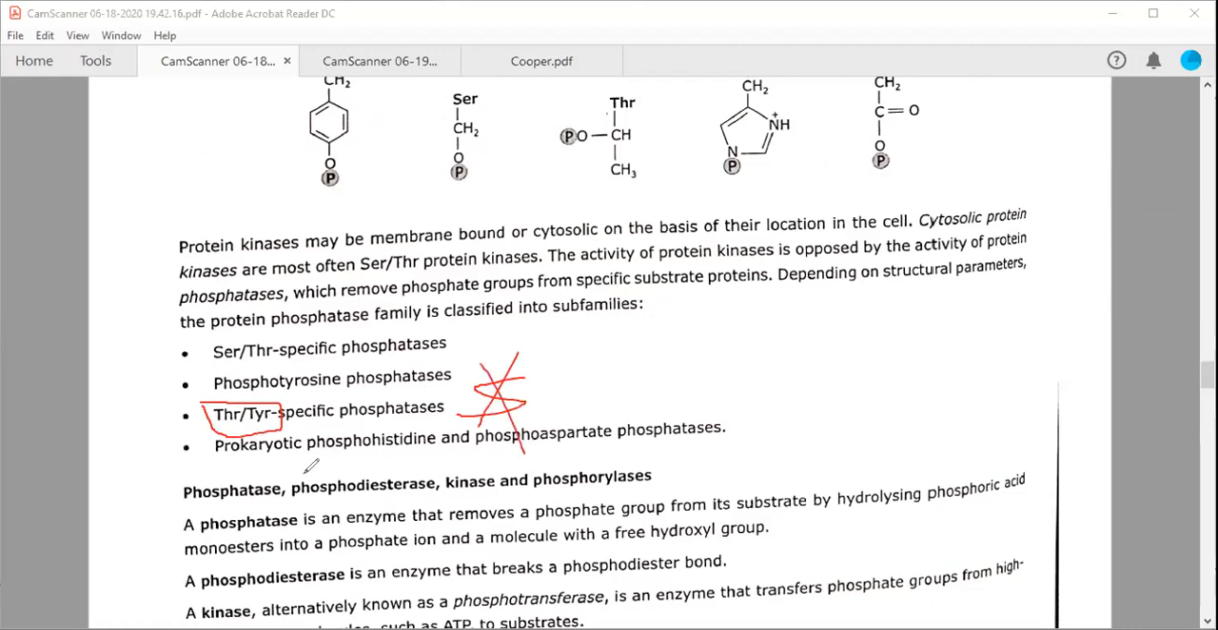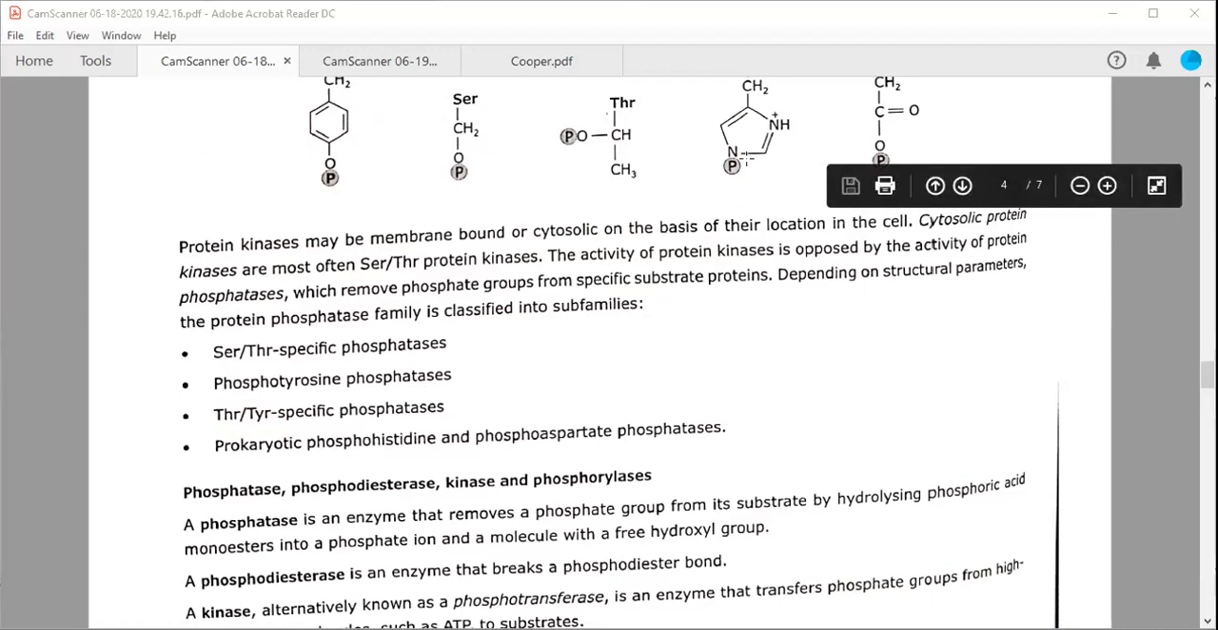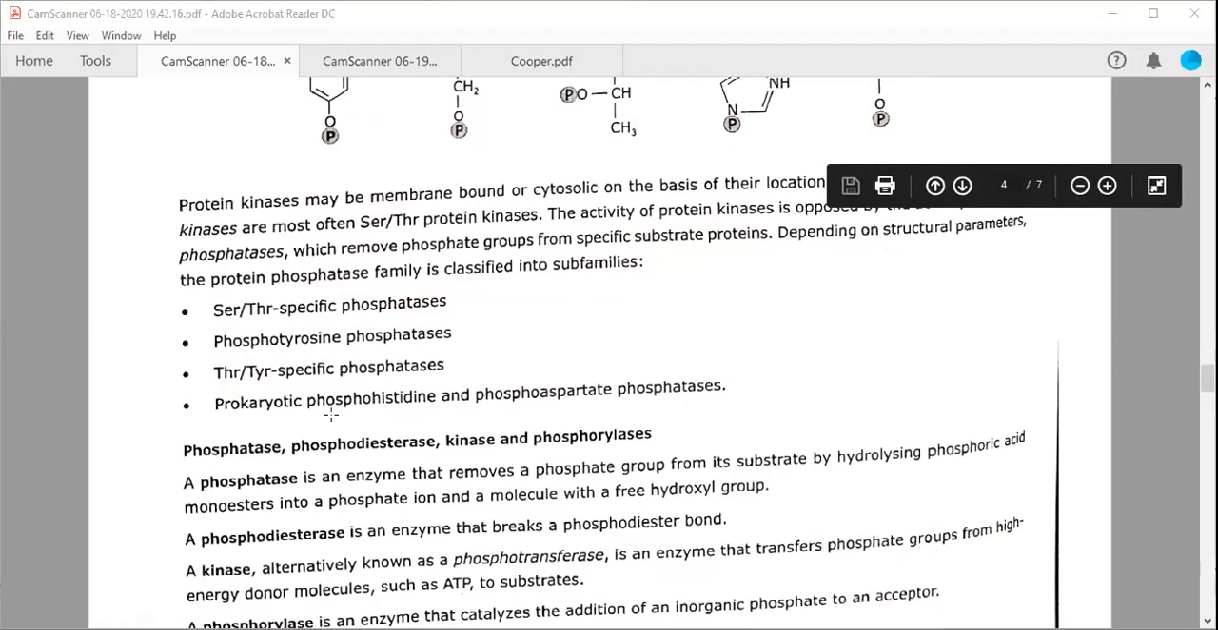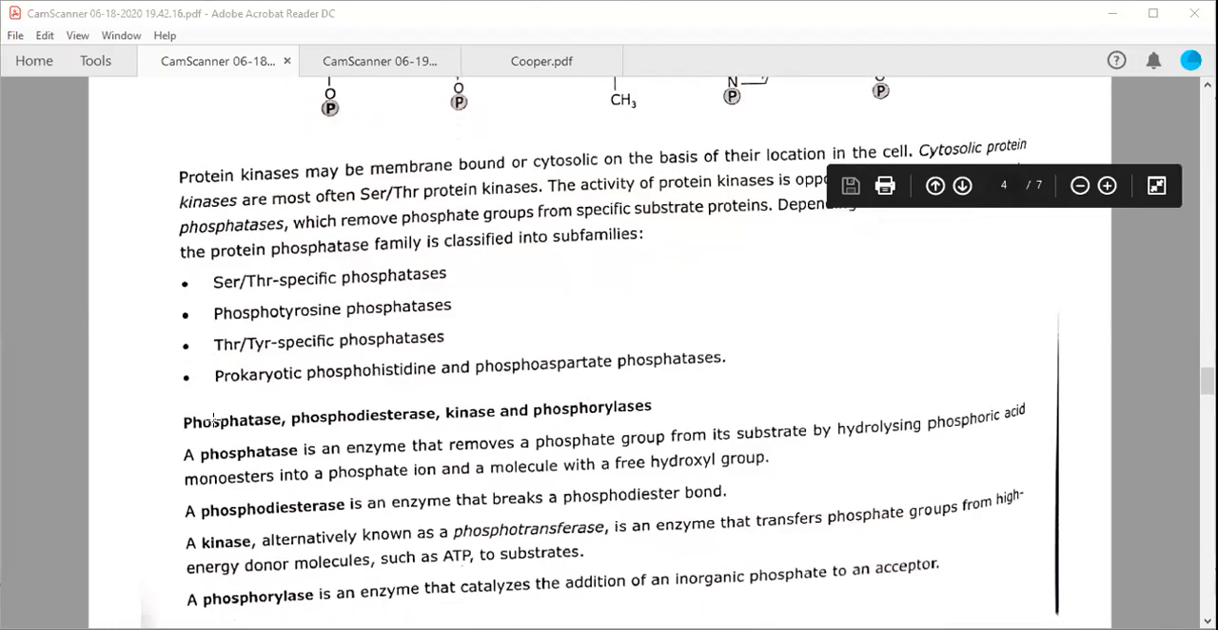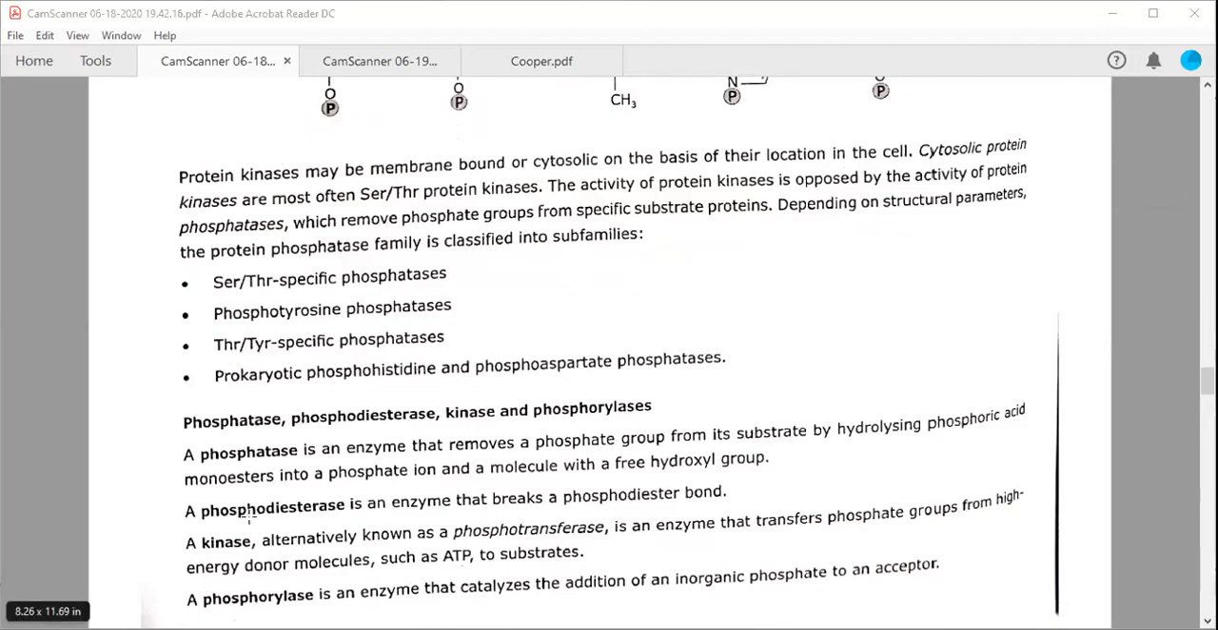Another family is found in prokaryotes: phosphohistidine and phosphoaspartate phosphatases, which remove phosphate groups from aspartate or histidine. These are in prokaryotes only. Now there are four families of enzymes: one is called phosphatase, one phosphodiesterase, one kinase, and one phosphorylase. Kinases are opposed by phosphatases.